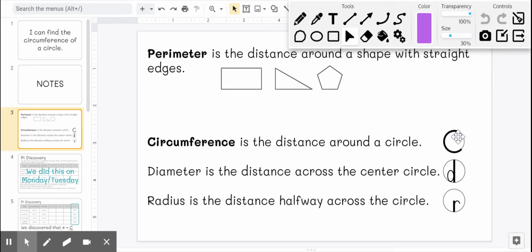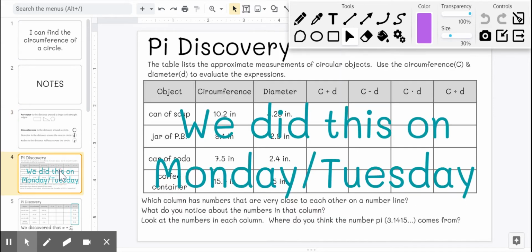And to help you remember that, C goes around the circle. Diameter, D is pretty tall. It's going to go all the way across. But R is a shorter letter, so it's only going halfway across.